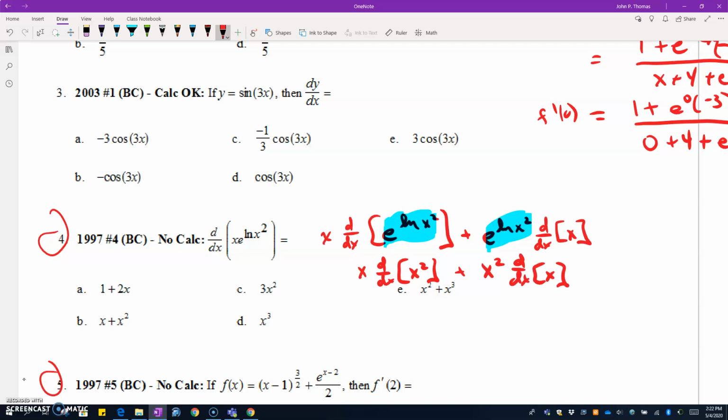Alright, so now if I go ahead and evaluate these, derivative of x squared is 2x. So I have 2x times x, which is 2x squared. And then I have x squared times the derivative of x, which is 1. So I have plus x squared. That's going to be a 3x squared, which is c.